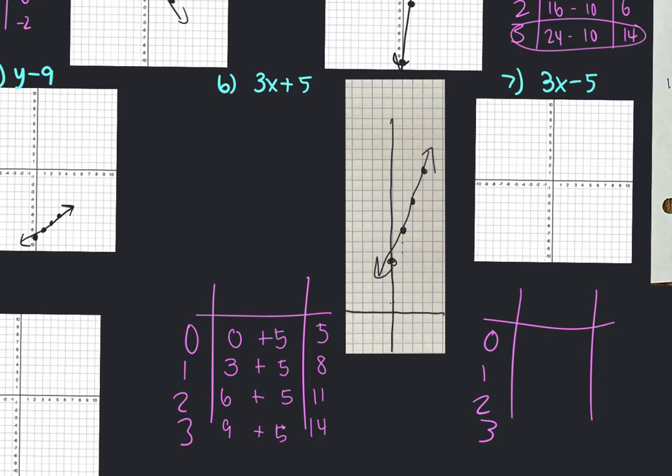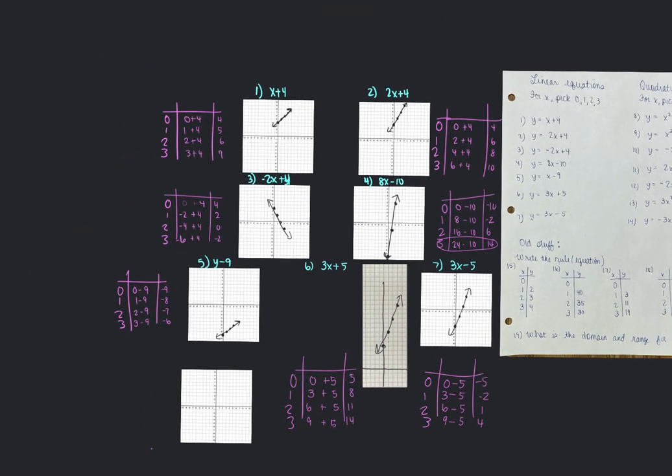Question 7. 3 times 0 minus 5. 3 times 1 minus 5. 3 times 2 minus 5. 3 times 3 minus 5. So my first dot is at 0, negative 5. That's down here. 1, negative 2 is right there. 2, 1 is right here. And 3, 4 is right there. Connect with arrows.